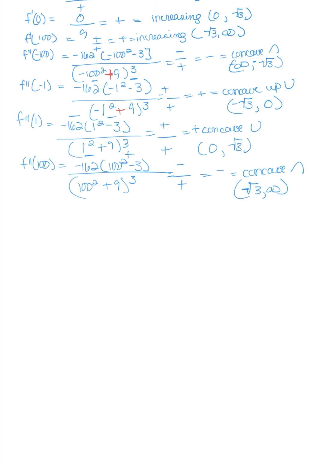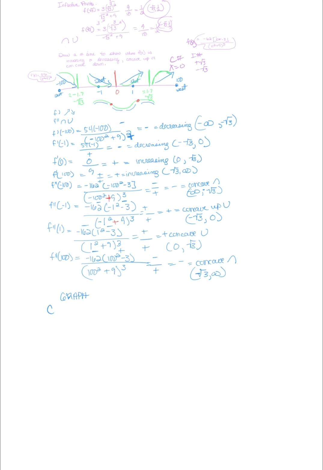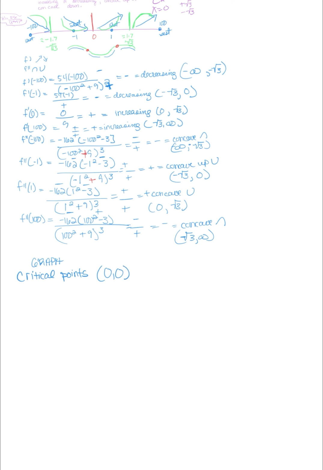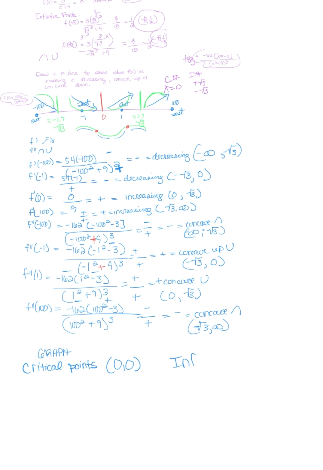All right, so the next part of this is to actually graph it. So we can put everything together. So we're going to graph now. And we need to have all of our information together. So we know that we have critical points at, let's go ahead and gather our information here. We have critical points at 0, 0. And then we have inflection points at square root of 3, 1/2, and at negative square root of 3, 1/2.